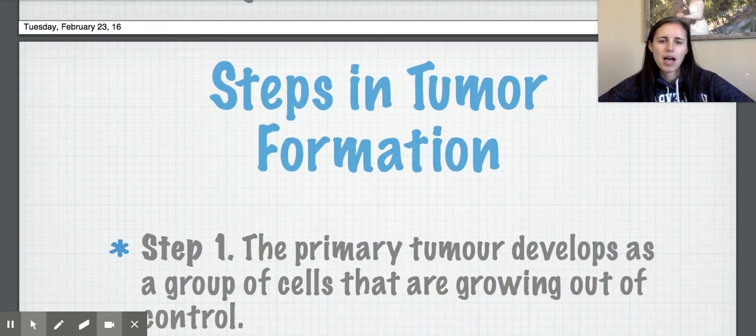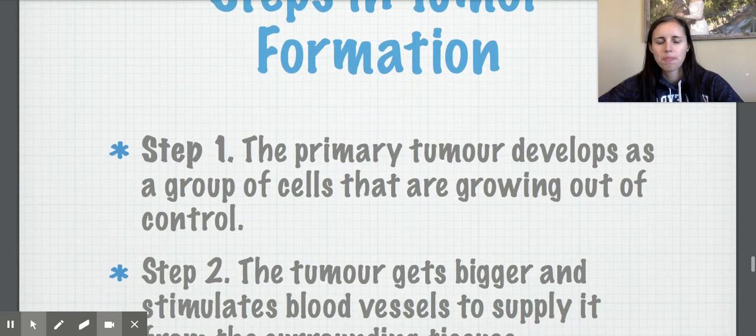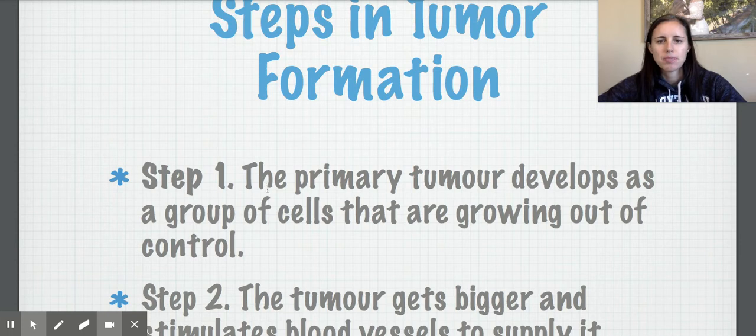Let's look a little bit now at these steps in tumor formation, and you might have heard of these as related to the stages of cancer. So there's 4 stages of cancer, 4 being the worst. Typically, cancer is discovered in the 2nd or the 3rd stage. So these relate to the steps in tumor formation.